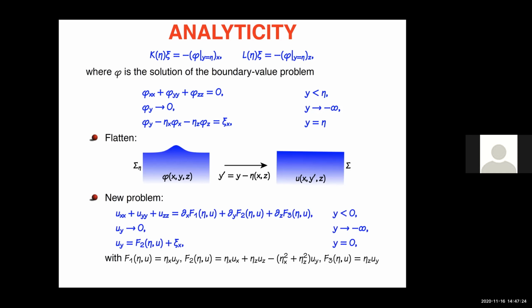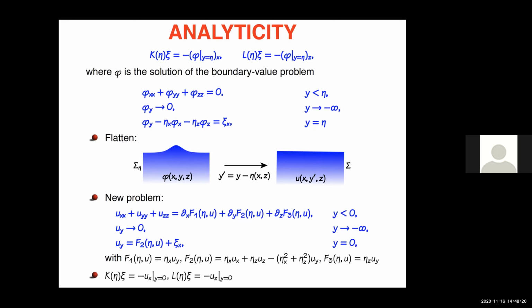And here it is, written down explicitly. It's posed in the lower half space. It's a linear elliptic boundary value problem for u. But looking at the formulae for f1, f2 and f3, we see that the coefficients are nonlinear functions of eta. So we have changed a boundary value problem in a variable domain, which depends implicitly upon eta through the boundary, to a boundary value problem in a fixed domain, which depends explicitly upon eta through the equations themselves. Obviously, we can define k and l in terms of the solution to the new problem. Just substitute phi as a function of u into the definitions of k and l, and you get the formulae I've written down here.